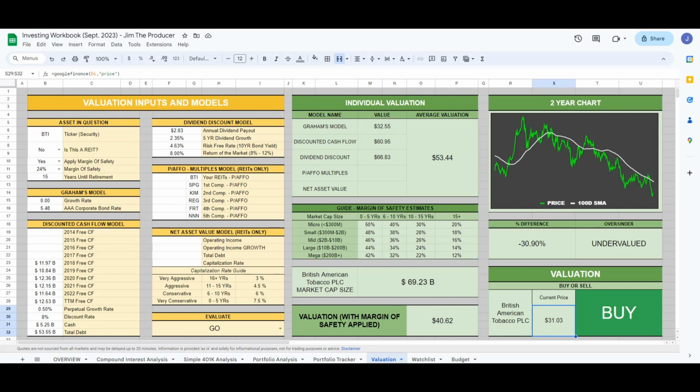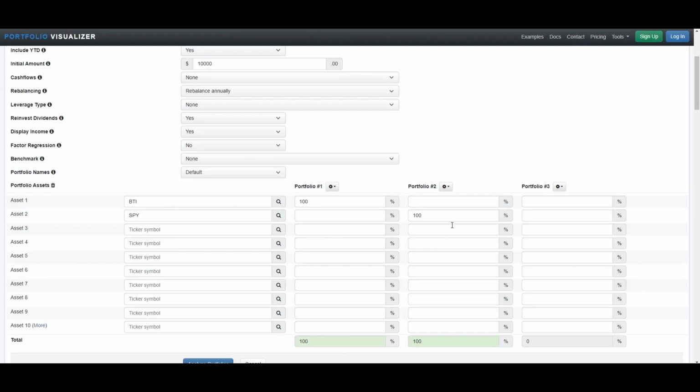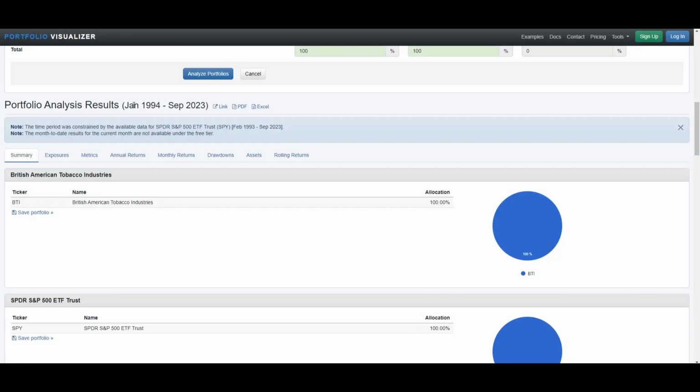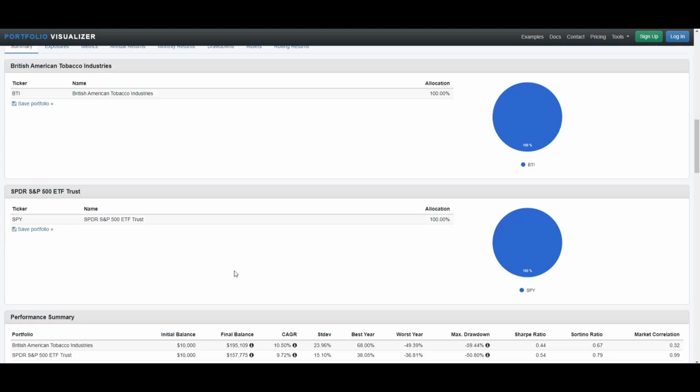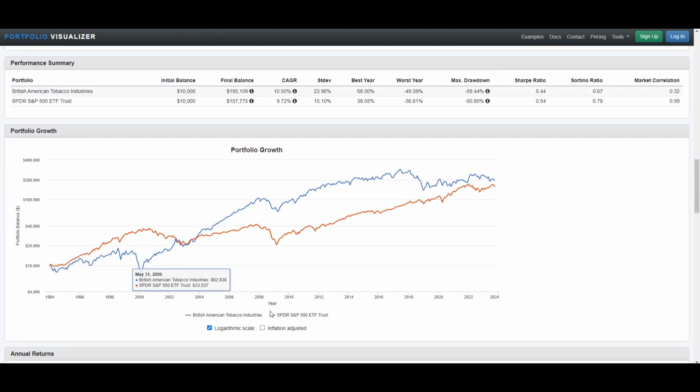But before you leave, let's check out BTI versus the SPY, taking 100% BTI and 100% SPY, going all the way back to January of 1994, which I believe was the inception date for SPY in the red. You can see that it's pretty much tracked all the way to, over the past 30 years or so. If you started with $10,000 with BTI and $10,000 with SPY, you would have an ending balance of $195 and an ending balance of $157 with the SPY, with a cumulative annual growth rate of 10.5 for BTI and 9.72 with SPY.